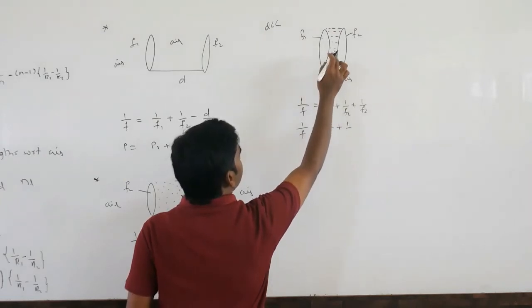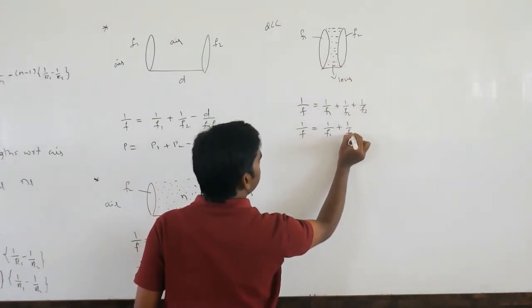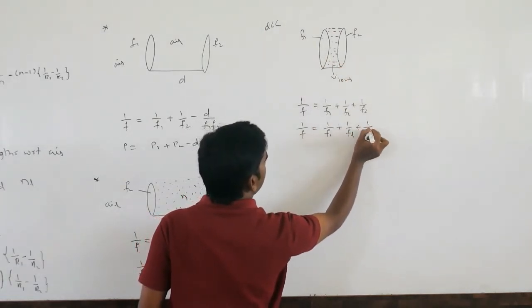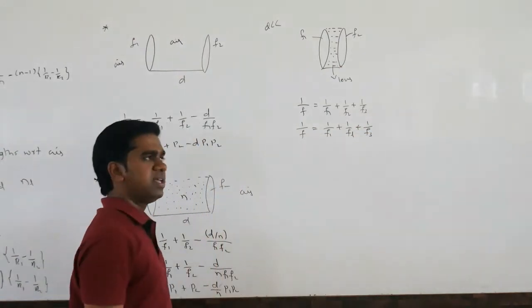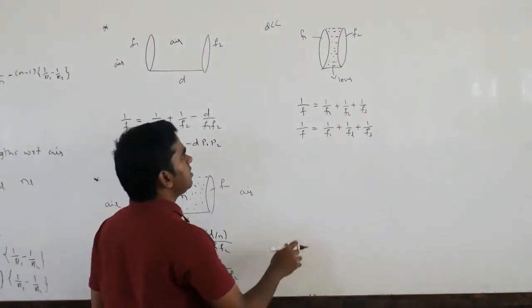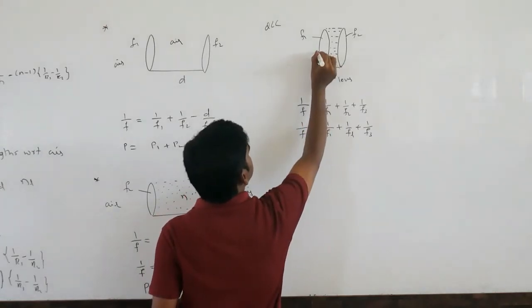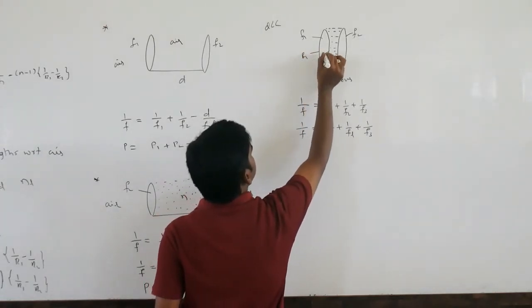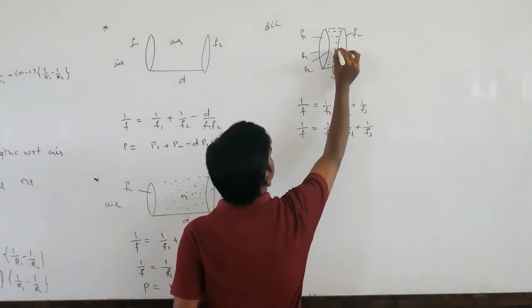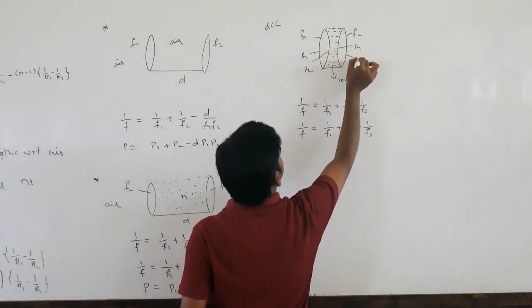It is the length due to the liquid. So you can write as Fn plus 1 by F3. Okay. Then what is special in this? Special in this case is we have to find their individual focal length. Suppose here it is radius of curvature R1 and for this it is R2. Similarly here it is R1 and R2.